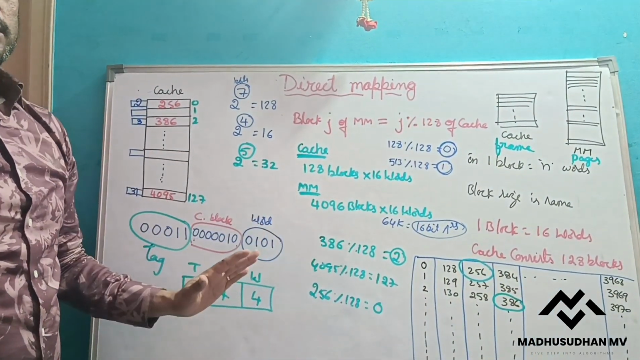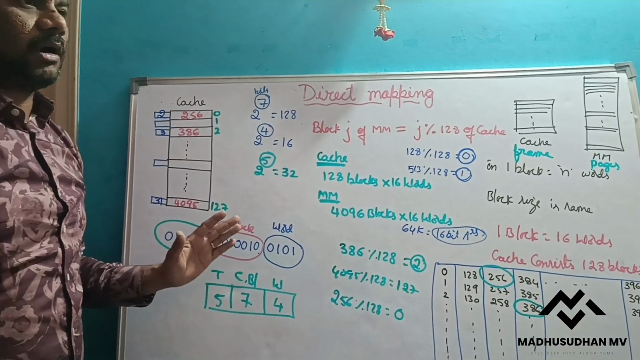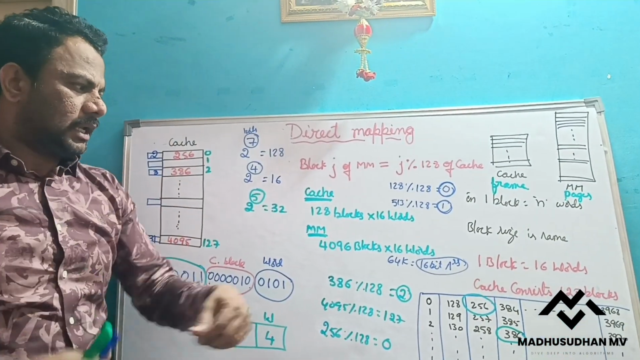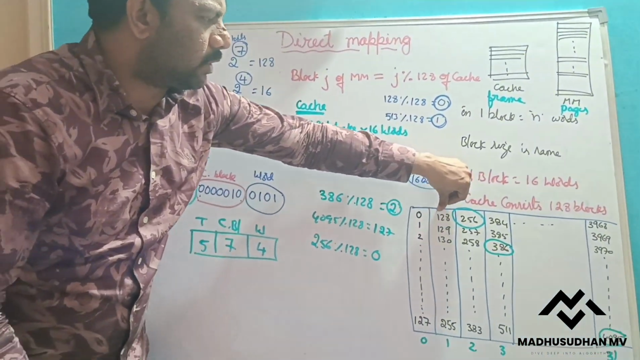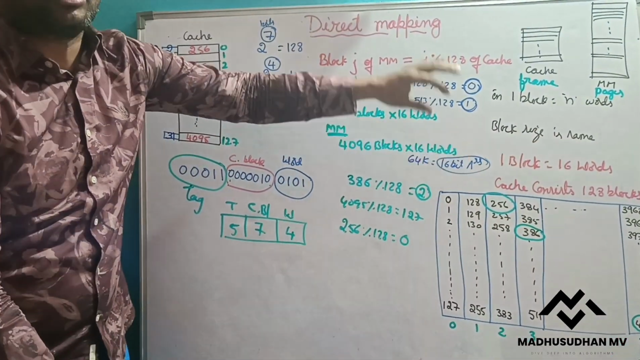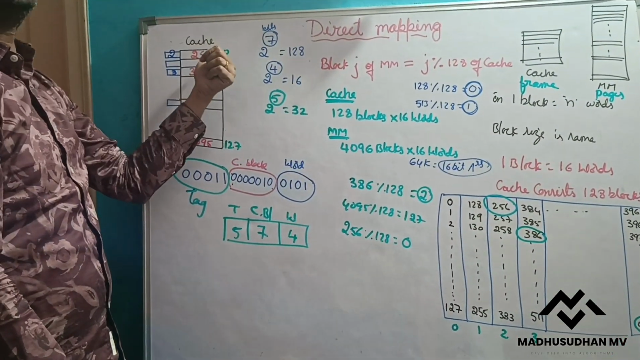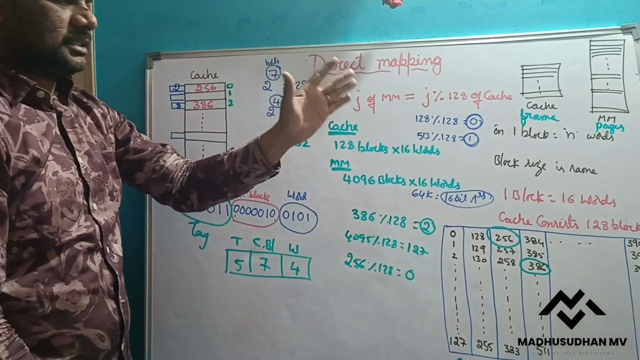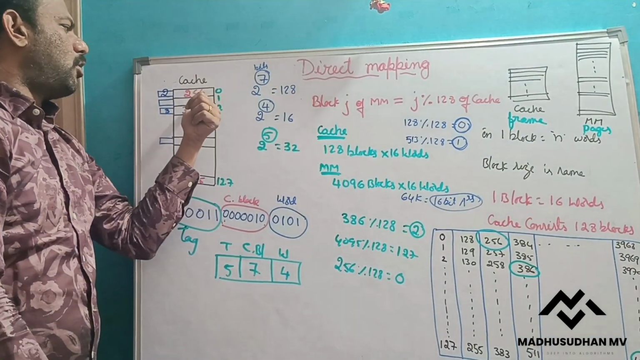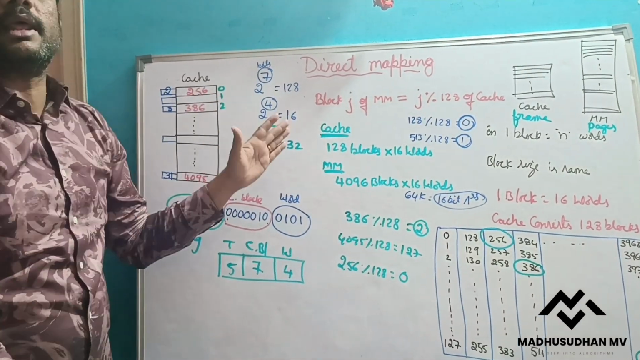Okay, hope it was understood, very easy. Now, what is the advantage? The advantage is that it is fixed. We know that any one of these blocks 0, 128, 256, up to 3968, totally any one of these 32 blocks should be brought into block 0 only, nowhere else. Similarly, any one of these 32 blocks should be brought into block 1 of the cache, nowhere else.